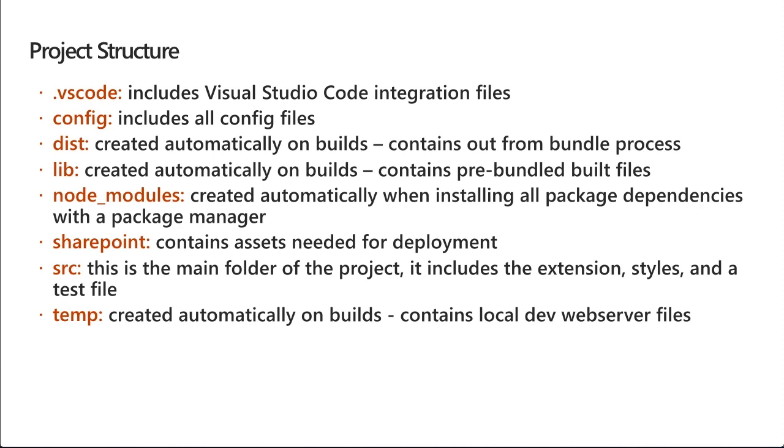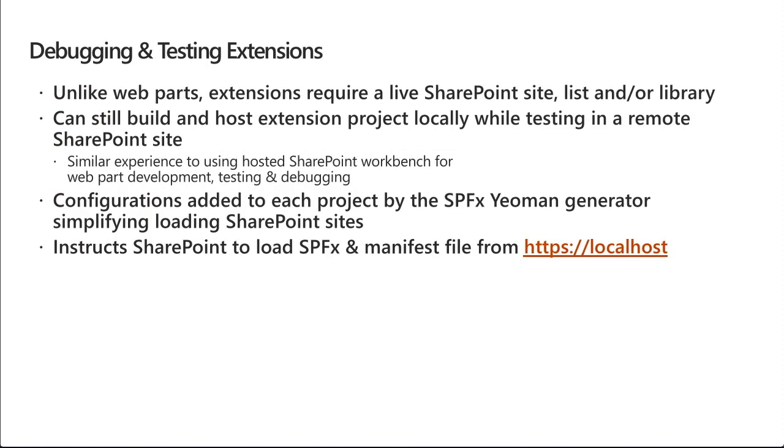That's where all of our dependencies come from, the node registry, and they're all installed inside the node modules folder. The SharePoint folder is usually just dynamically generated when we create web parts. But in the case of an extension, it's also going to contain the assets that we need to deploy an extension. And we'll see that when we get to the deployment piece a little bit later. And then naturally the src folder or the source folder, that's the main folder for our project. It includes the extension, the styles, and a test file as well.